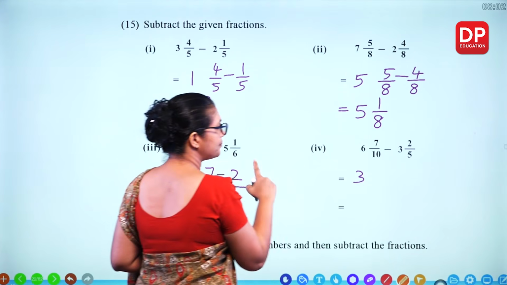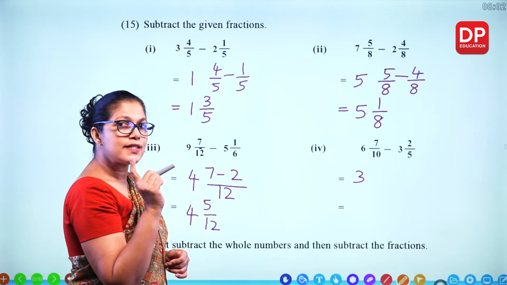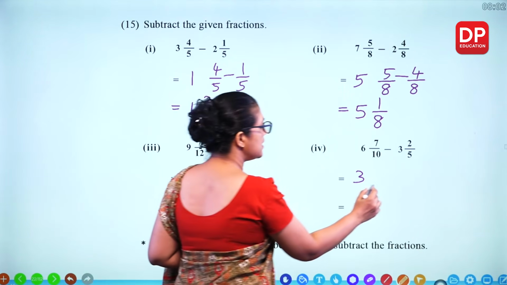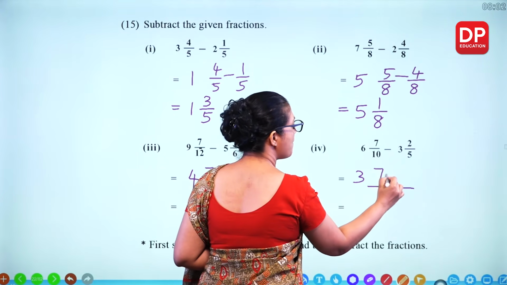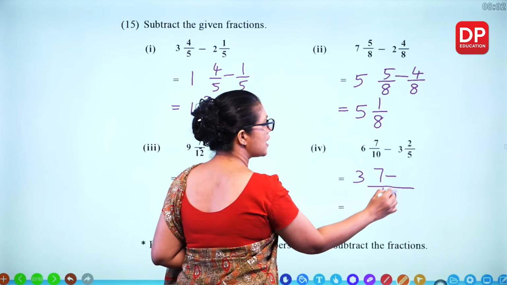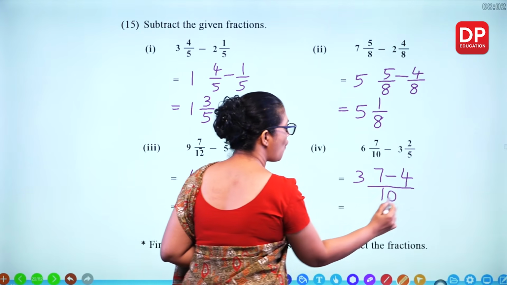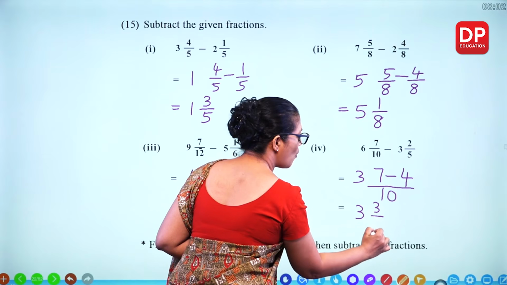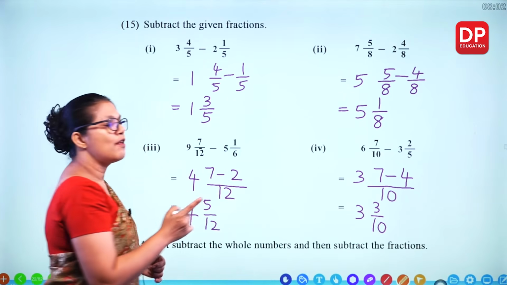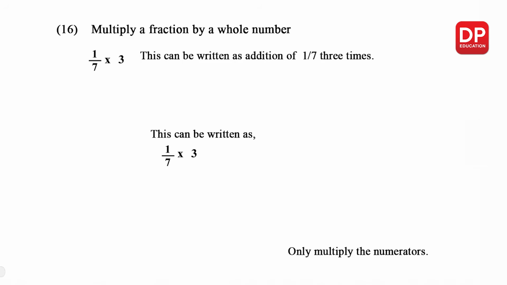3. 10 and 5, what's the lowest common multiple? Over 7 minus 5 times 2, 10. So 2 times 2, 4. So 7 minus 4, 3 over 10. 3 and 3/10.